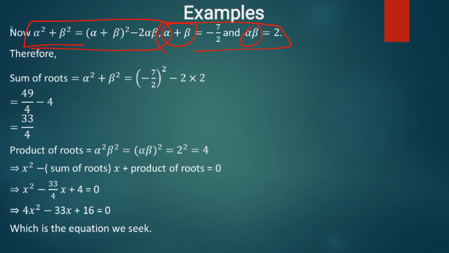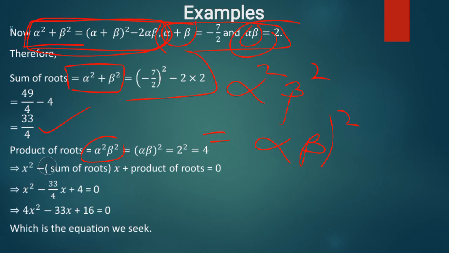Okay, so the sum of the roots is alpha plus beta, right? We know the formula for it. It's this formula right here. So you just plug in and simplify and you get this value. For the product of the roots, you have alpha squared beta squared, right? This is the same as alpha beta all squared. But we know what alpha beta is. It is 2. So that's how we arrived at 4.